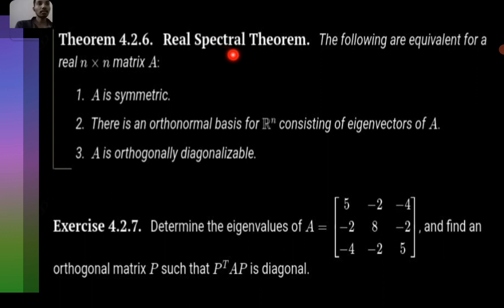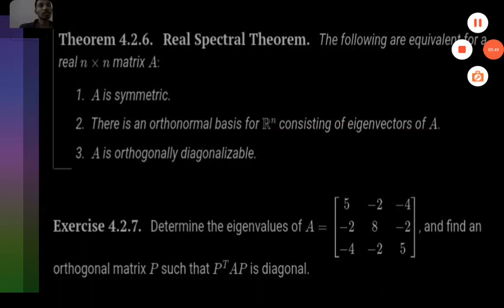Real spectral theorem. The following are equivalent for an n×n matrix A. A is symmetric. There is an orthogonal basis for R^n consisting of eigenvectors of A. A is orthogonally diagonalizable.